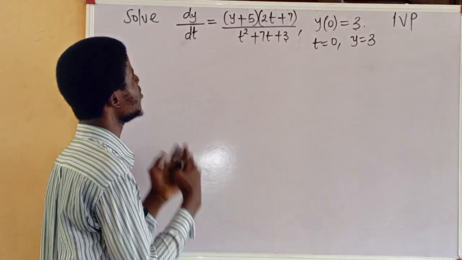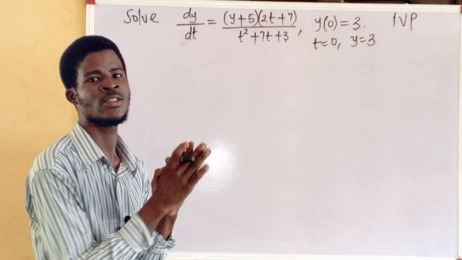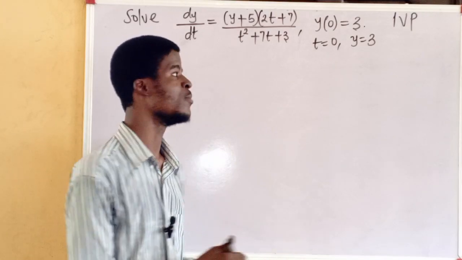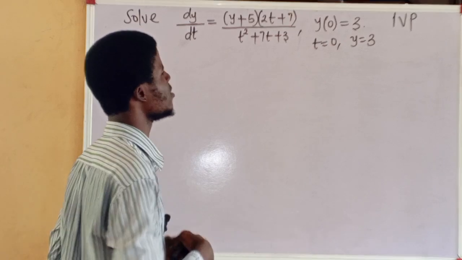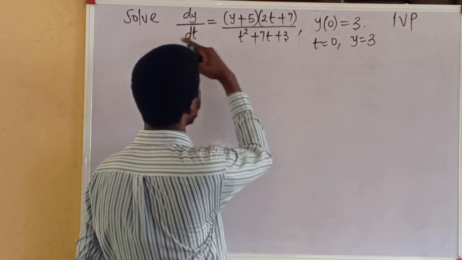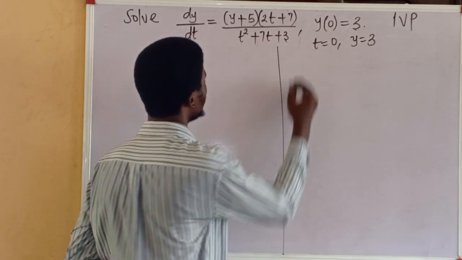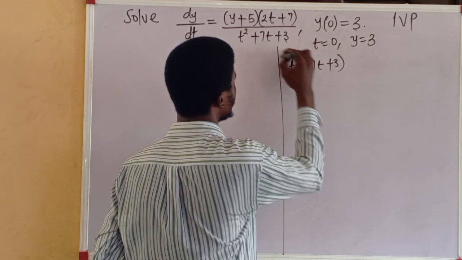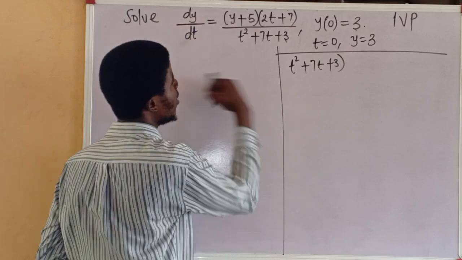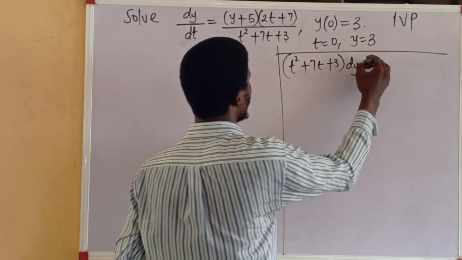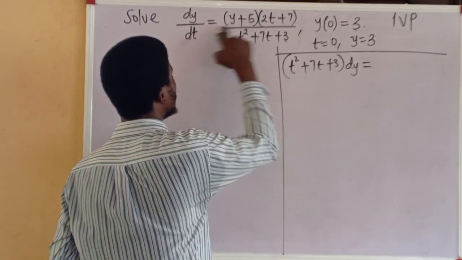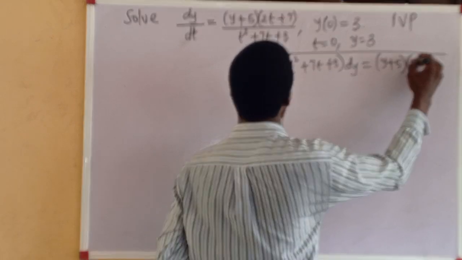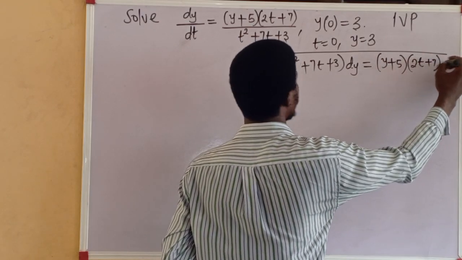If I look very well, this is a variable separable differential equation. That is, we can obtain the general solution by separating the variables. Let us cross multiply and see. By cross multiplying, we have t squared plus 7t plus 3 times dy is equal to t times everything here, that's y plus 5, 2t plus 7 dt.